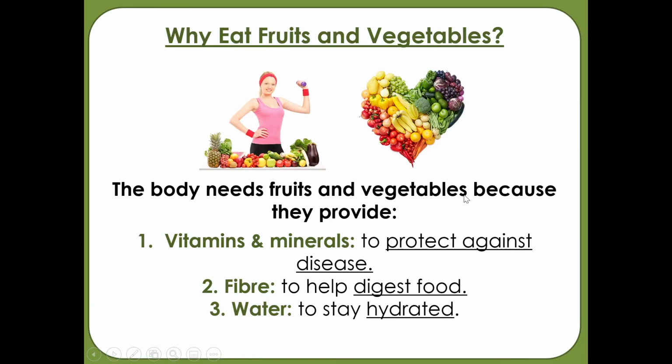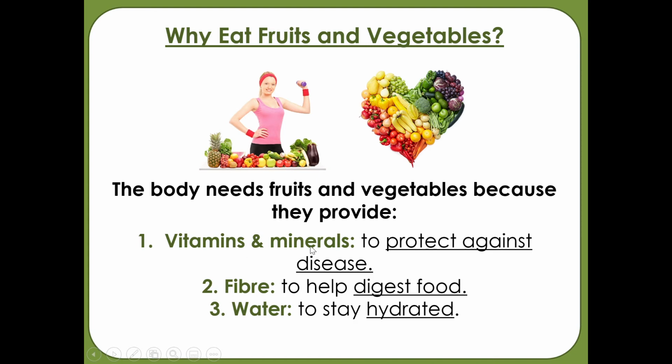So why do we actually need fruit and vegetables? Okay, so the body needs fruit and vegetables because they provide these 3 things. They provide vitamins and minerals, fibre and water. So water is the simplest one. Why do we actually need it? We need it to stay hydrated. Fibre is excellent to help digest food. It helps keep the digestive system moving, and it prevents something called constipation.